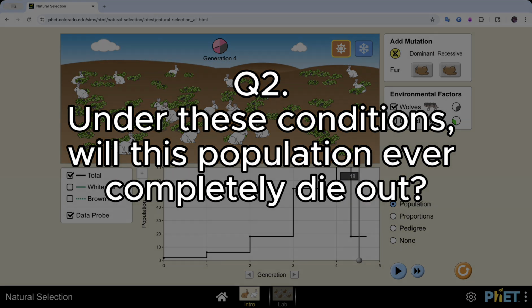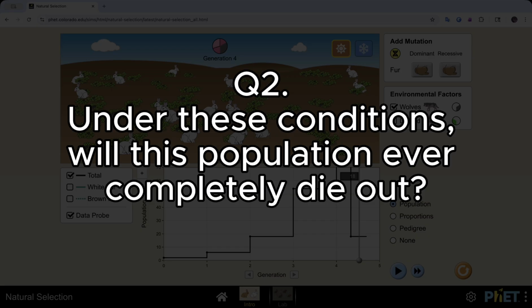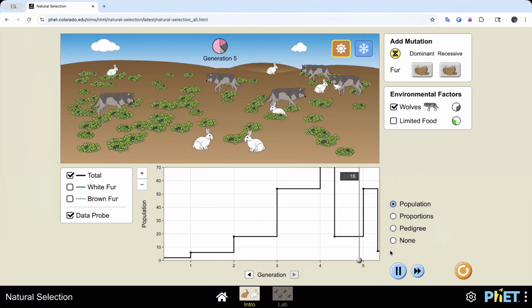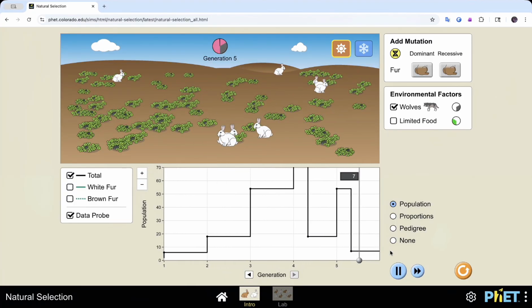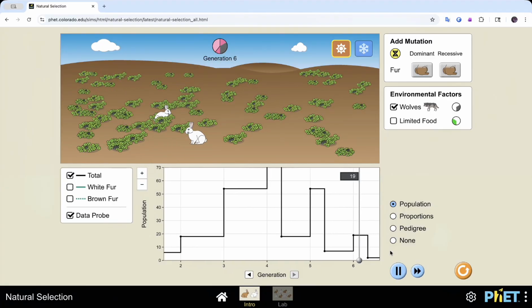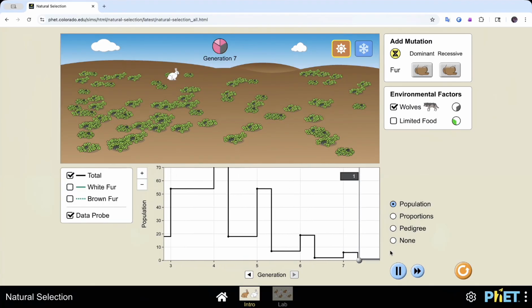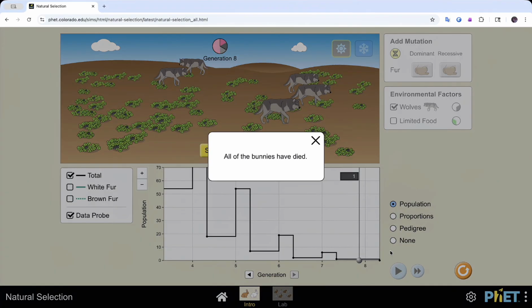Now here's our second question. Under these conditions, will this population ever completely die out? Let's keep watching the simulation. All of the bunnies have died. You can see that by Generation 8, the population reaches 0. All of the bunnies have been eaten. Unlike the limited food challenge where the population kept bouncing back, wolves are such a powerful predator that they can wipe out the entire population completely.